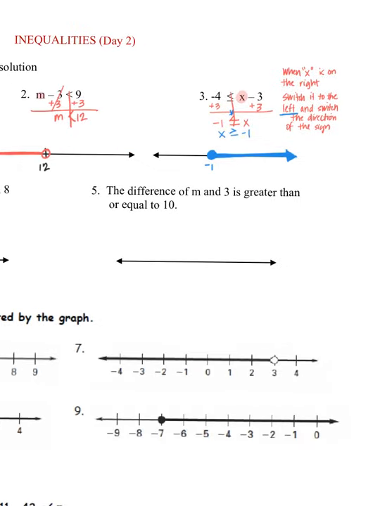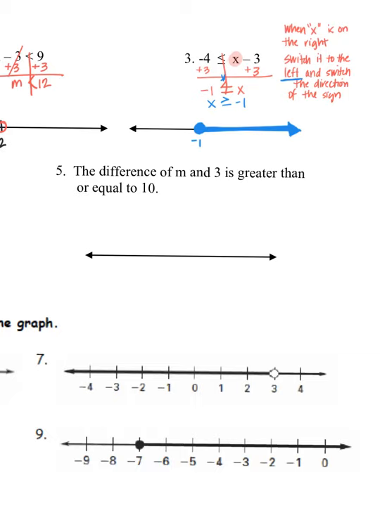Okay. The difference of m and 3 is greater than or equal to 10. So my key words here are difference and is greater than or equal to. So the difference of m and 3, m minus 3, is greater than or equal to 10. Again, I need to solve to get m by itself, so I'm going to add 3 to both sides. M is greater than or equal to 13.